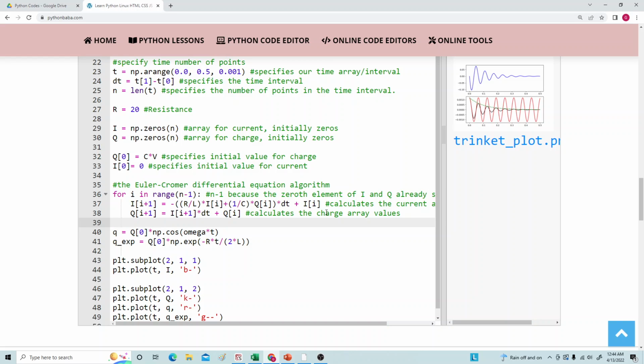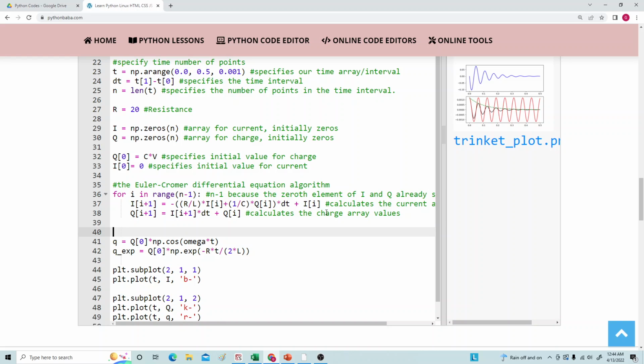So I can't say that enough. Okay, so this is the heart of the code. This is what's actually doing the calculations, and this is updating with each step the values of our I and our Q arrays. Okay, so these are the arrays that we're actually plotting against our time array in these plots over here.